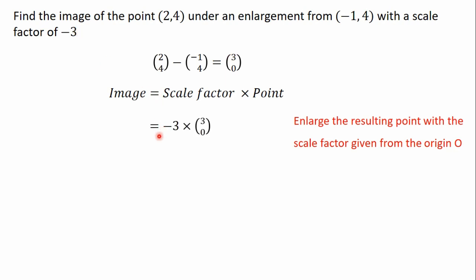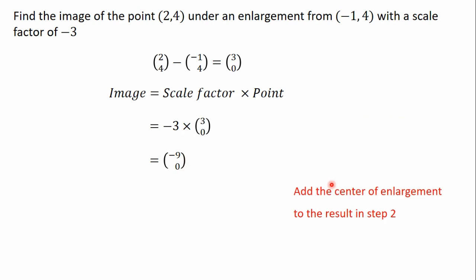The point we are enlarging here is 3, 0, and the scale factor is minus 3. So the image will be equal to minus 3, which is the scale factor, times the point, which is 3, 0. Minus 3 times 3 will give us minus 9. Minus 3 times 0 will give us 0. So after enlarging the point 3, 0 from the origin with a scale factor of minus 3, we are having minus 9, 0.